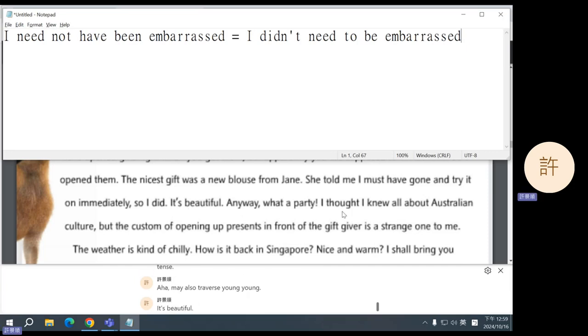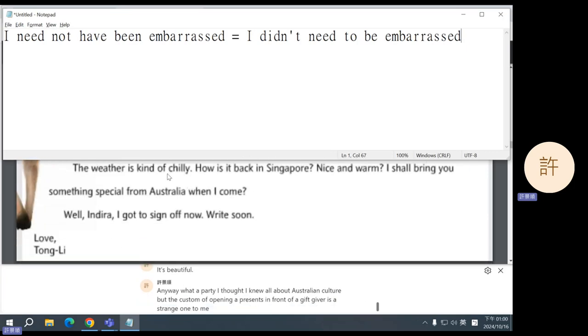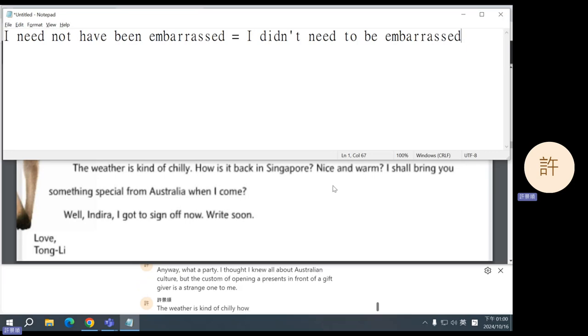Anyway, what a party. I thought I knew all about Australian culture, but the custom of opening up presents in front of the gift giver is a strange one to me. The weather is kind of chilly. How is it back in Singapore? Nice and warm?